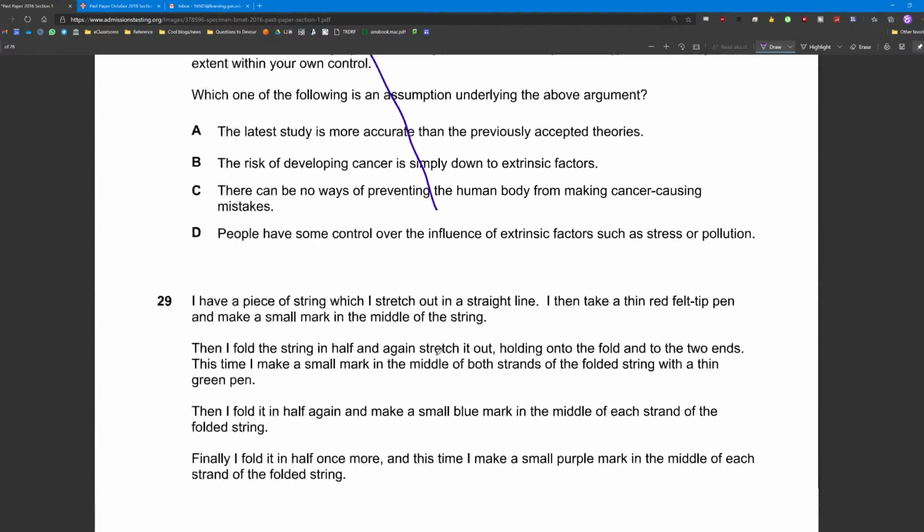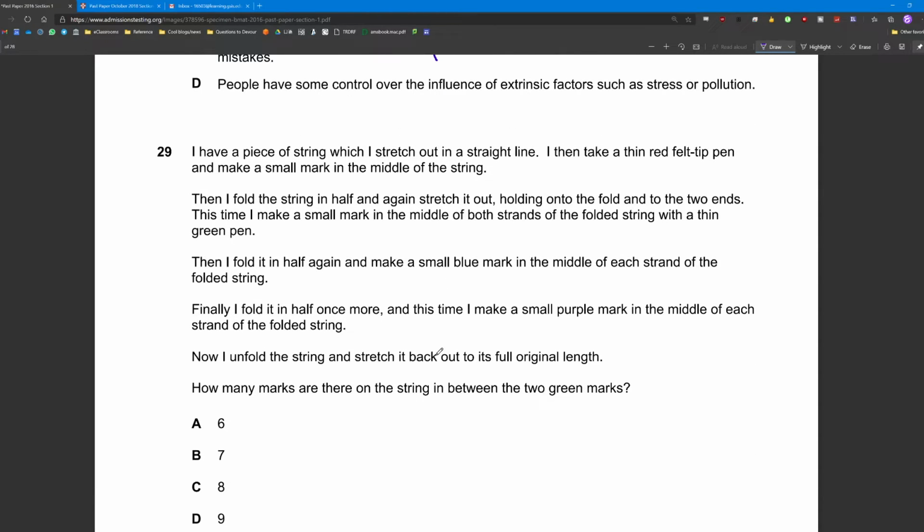Argument evaluation. I have a piece of string which I stretch out in a straight line. I then take a thin red felt tip pen and make a small mark in the middle of the string. Then I fold the string in half again and stretch it out, holding onto the fold and to the two ends. This time I make a small mark in the middle of both strands of the folded string with a thin green pen.